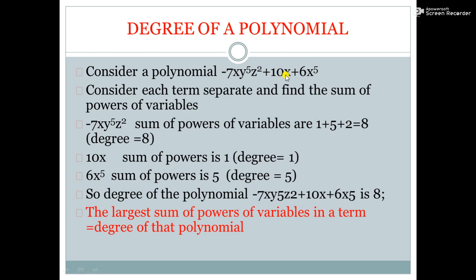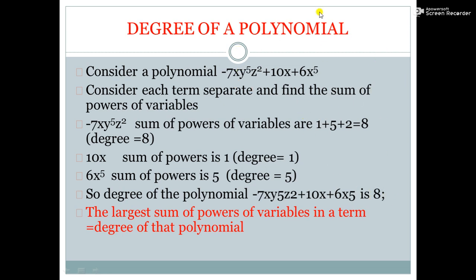And moving to the next term, 10x, the sum of powers is 1 because there is only one variable and that variable's power is 1, so the degree of this term is 1. And moving to the next term, 6x raised to 5, the sum of powers is 5. Here the degree is 5 because only one variable is present in the term and the power of that variable is 5. And the degree of the given polynomial means the largest sum of powers of variables in a term. Here the largest sum of powers of variables is 8. So, the degree of this polynomial is 8.